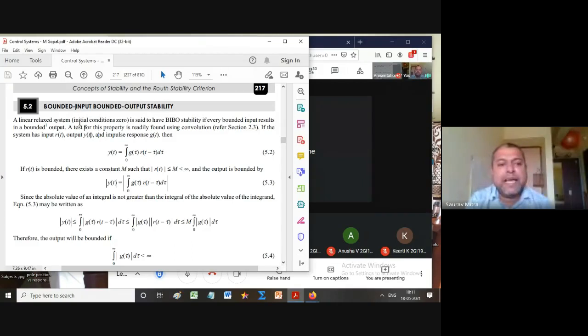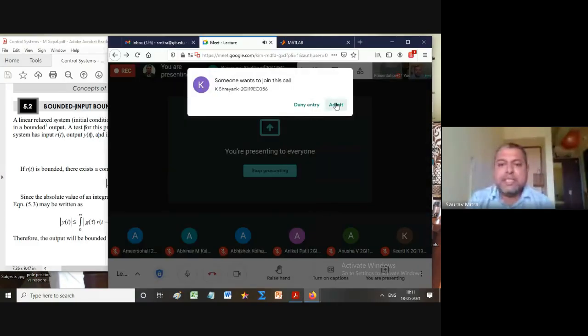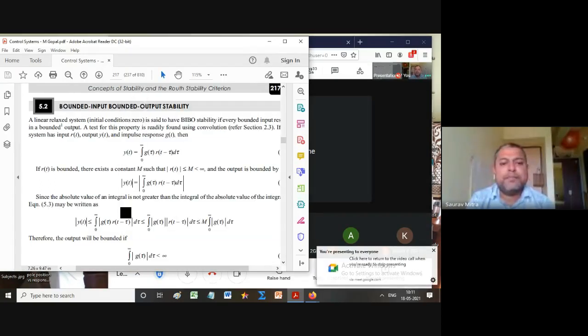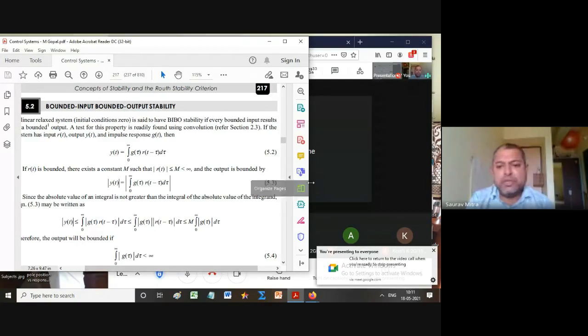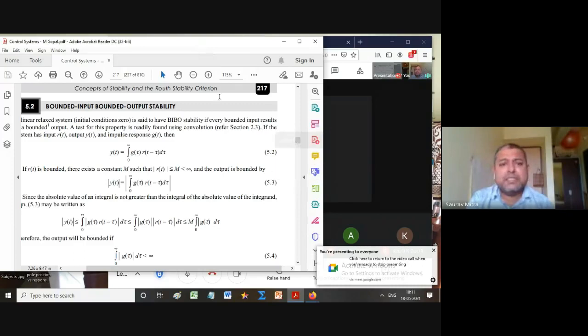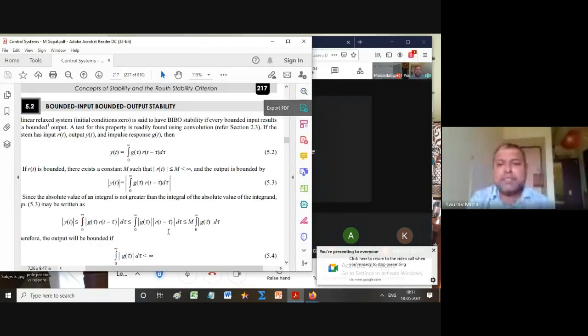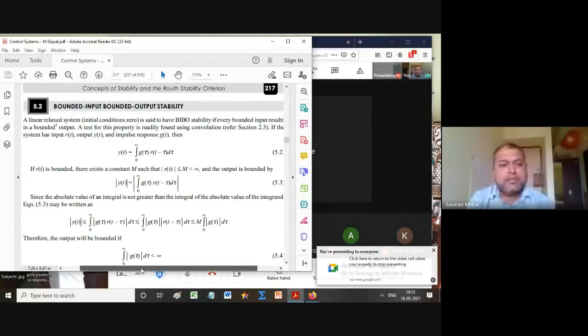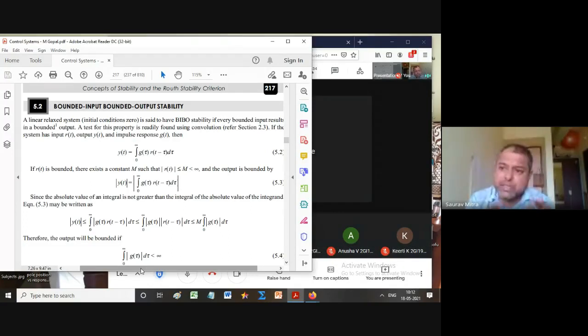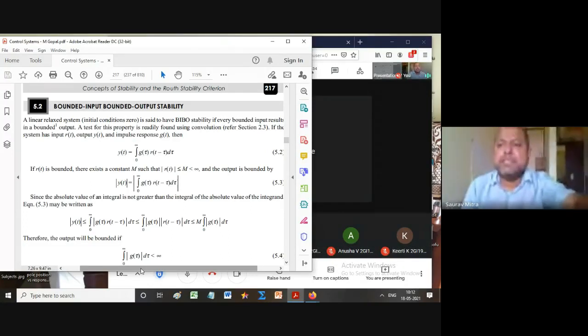So a linear relaxed system. Initially relaxed system, and this is called a linear system. A linear system follows two properties. One is called scalar multiplication, another is called superposition. So superposition and scalar multiplication, these are the 2 things a linear system follows. We will discuss about it. Linear system we will discuss in the 3rd or 4th chapter, don't worry.